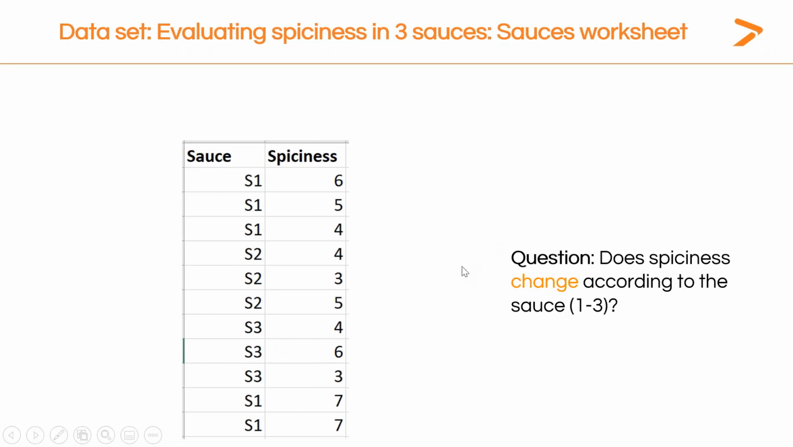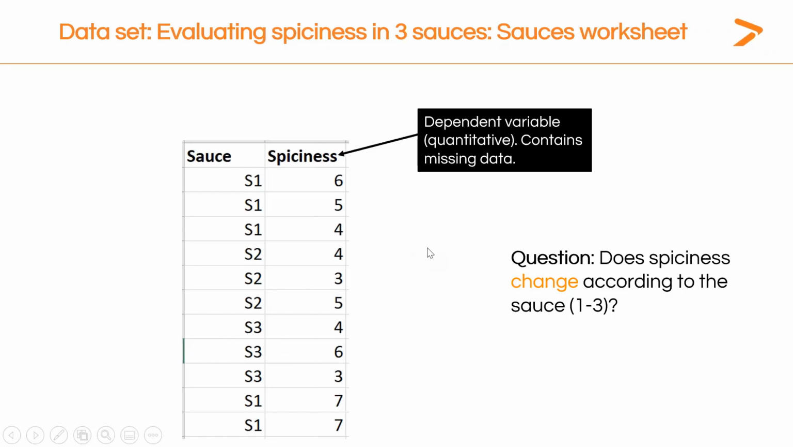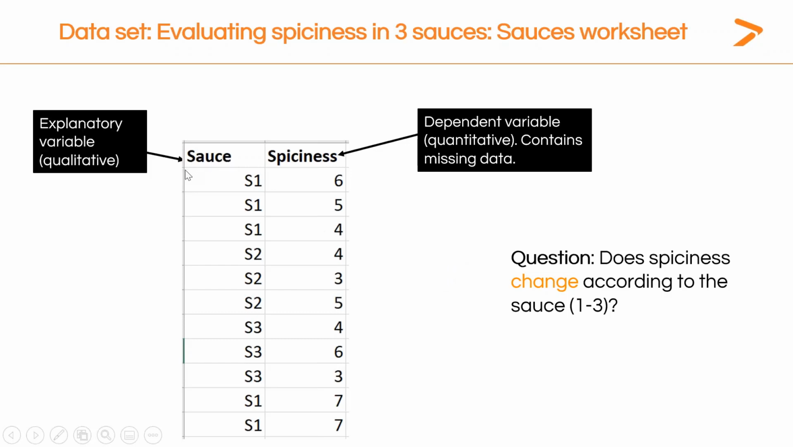So which one is the dependent variable? This is spiciness. This is the variable we want to explain. The independent variable or explanatory variable is simply the sauce, which is right here.